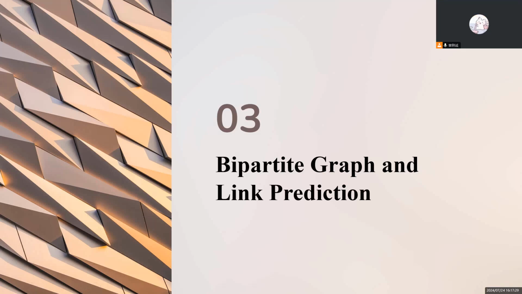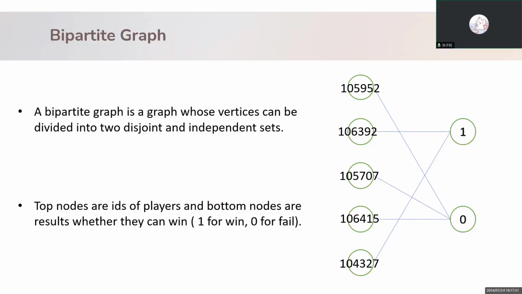To predict whether a player can win or not, we can first create a bipartite graph by dividing the ID and the match results into two independent sets. Top nodes are IDs of the players, and the bottom nodes are match results. An example of 5 players is displayed on the right of this slide. If the ID node points to 0 node, the player lost the game. If the ID node points to 1 node, the player won the game.